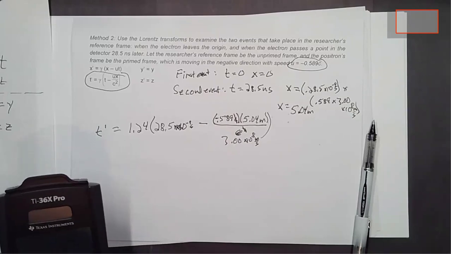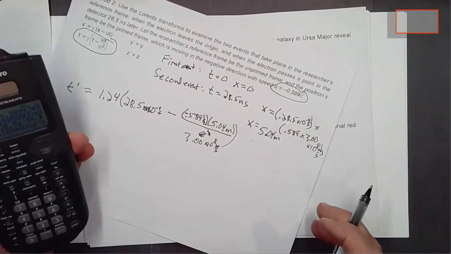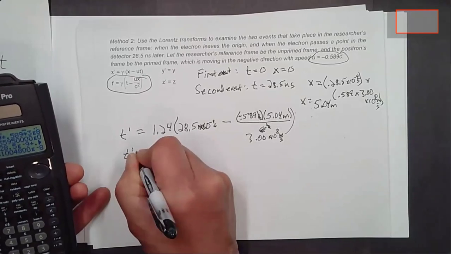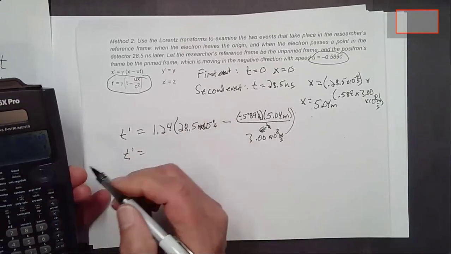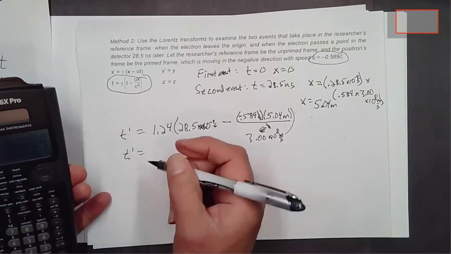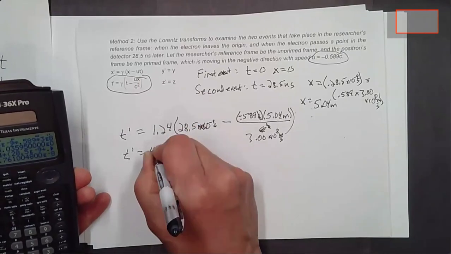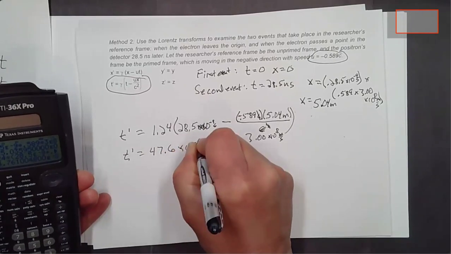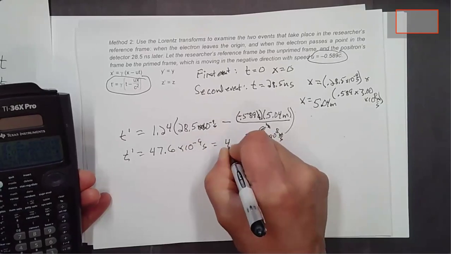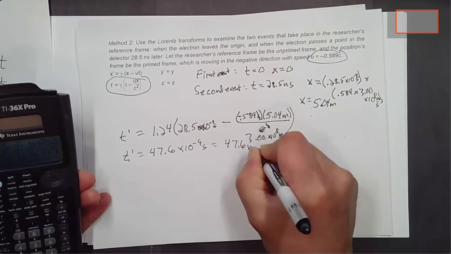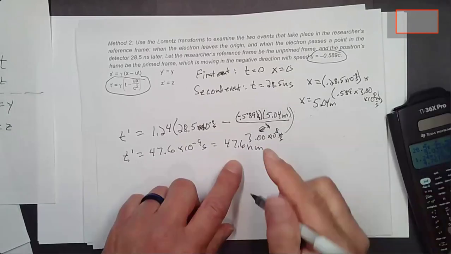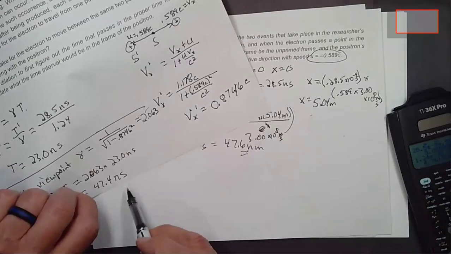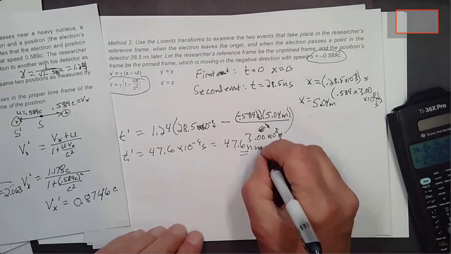Oh man, and I hope this comes out right. With what I've done here, I get a t prime of, let's see, 4.76 times 10 to the minus 8th, which would actually be 47.6 times 10 to the minus 9th seconds, which is 47.6 nanoseconds. Now, it differs from the value I got before. I had 47.4, nanoseconds.